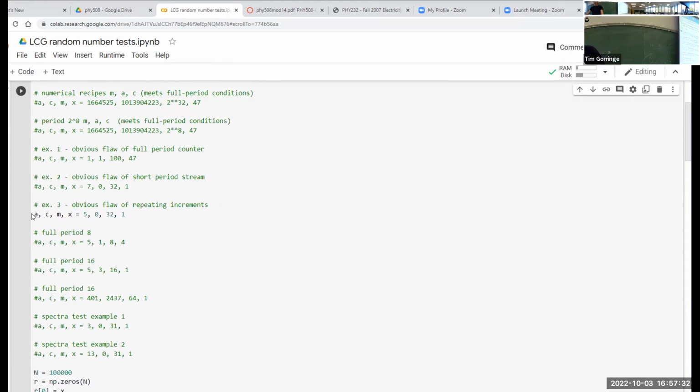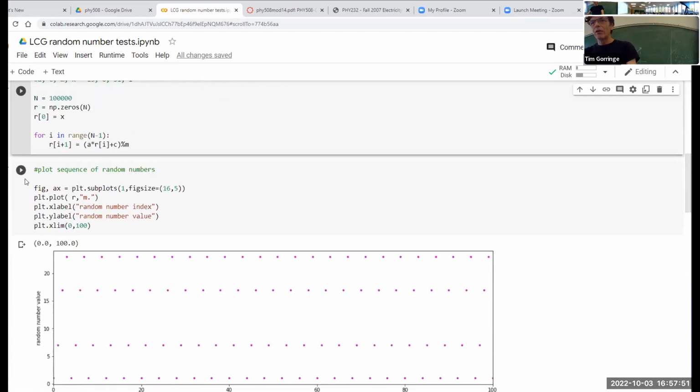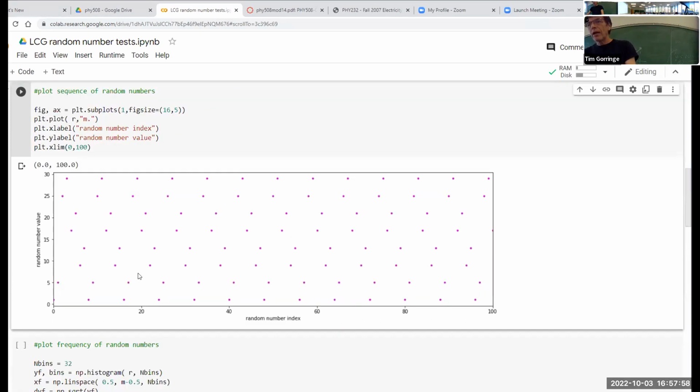So here's another set of random numbers I picked. I just changed the multiplier, basically, from the previous one, to see if it was a problem with the multiplier. And so let's go ahead and take a look at this one. And so here's the pattern for this one.